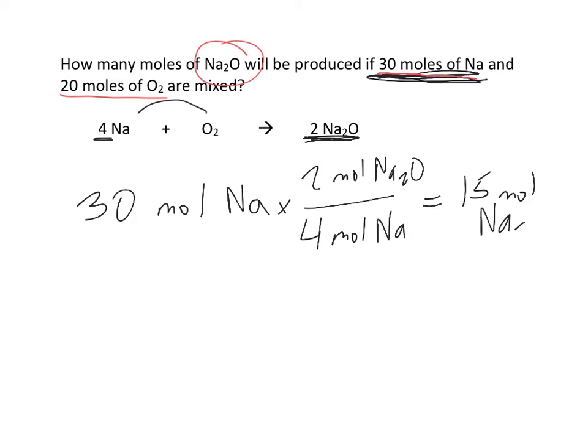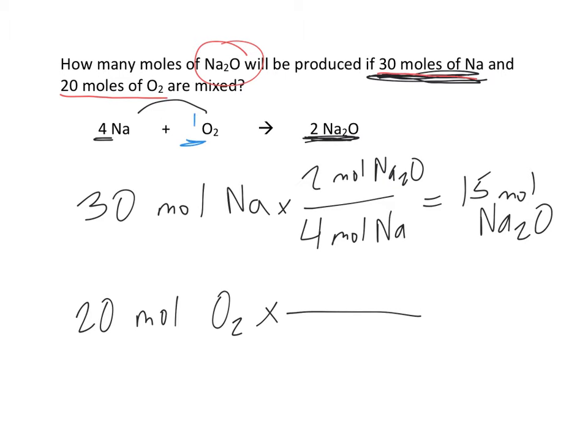So basically, I have enough sodium to make 15 moles, assuming I have plenty of oxygen. Then I do the problem again with the oxygen. I say, okay, great. What if I had 20 moles of oxygen? How much Na2O could I make? So I look at that ratio. This is a 1 to 2 ratio. So for every 1 mole of O2, I can make 2 moles of Na2O. 20 times 2, I get 40.